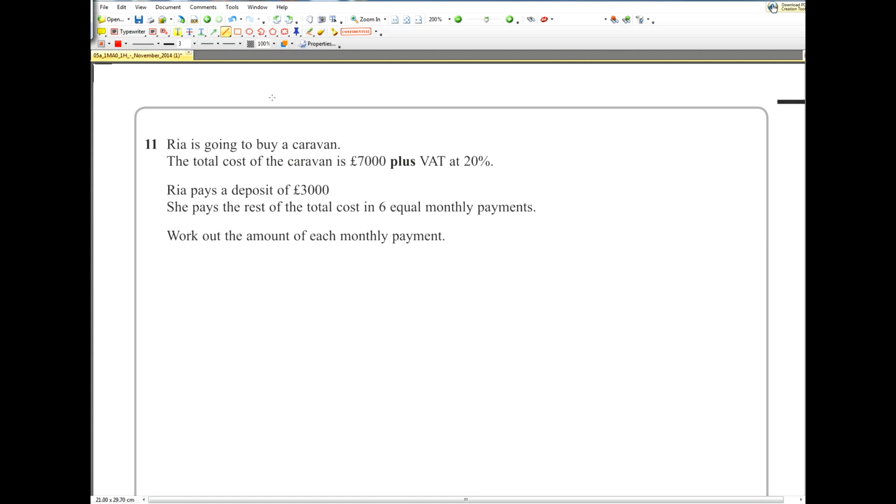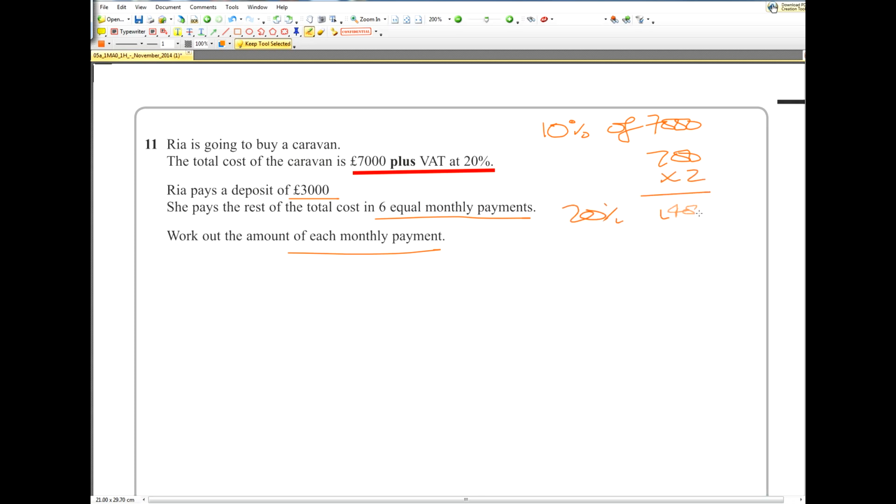The total cost of the caravan is £7,000 plus VAT at 20%. Ria pays a deposit of £3,000 and pays 6 equal monthly payments. Work out the amount of each monthly payment. So first of all, what we need to do is work out the 20%. Let's work out 10% of 7,000. 10% of 7,000 will give us 700. If that's 10%, then we double it, and that will give us 20%, which is 1,400.